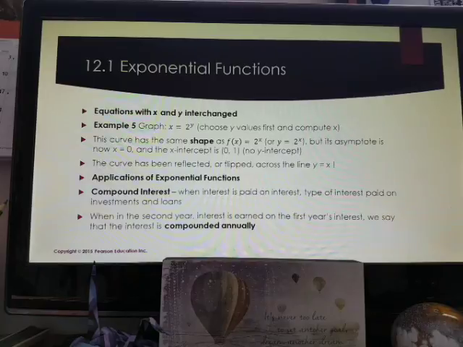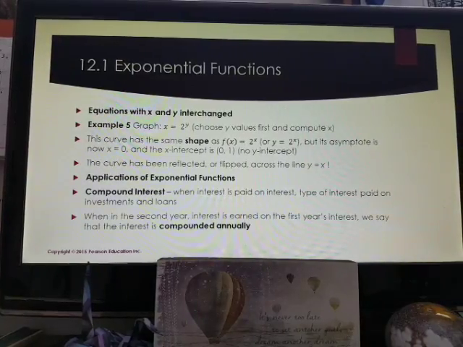So, we're going to move on to the final topic in this chapter now, which is compound interest, applications of exponential functions. So now that we know a little bit about these functions, what can we do with them? What is their purpose? How can they help us solve some practical, real-life type problems? So, we're going to talk about something called compound interest.